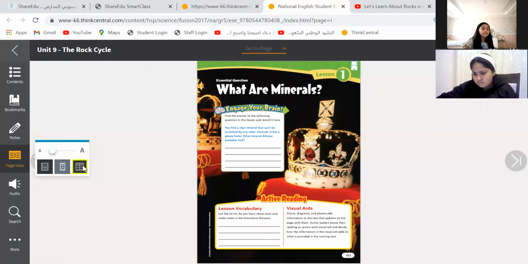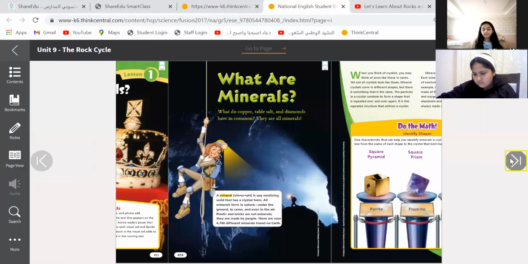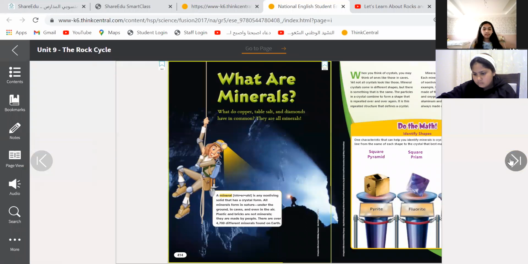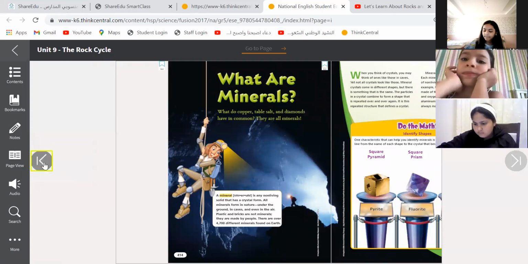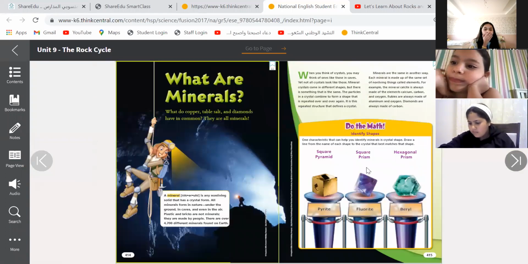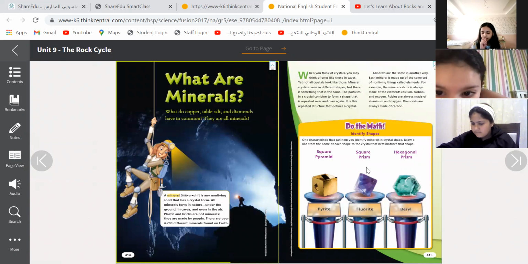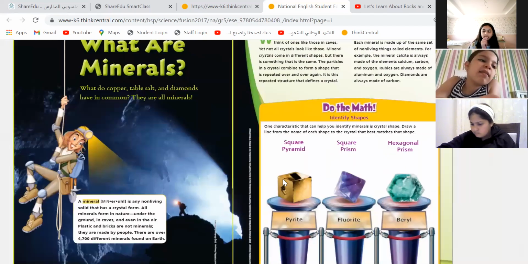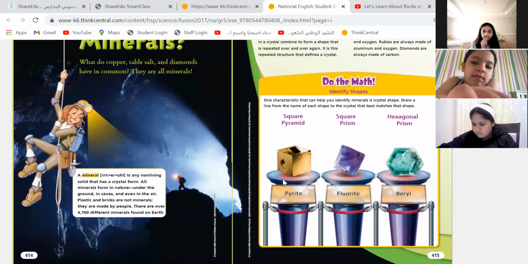Different minerals and different types of rocks have different properties. But first, let me tell you that they have different shapes. They don't have the same shape. First of all, minerals are made of non-living things, non-living solids. We call it crystal form. They always come in a crystal form. You know the crystal? It looks like a crystal, okay?